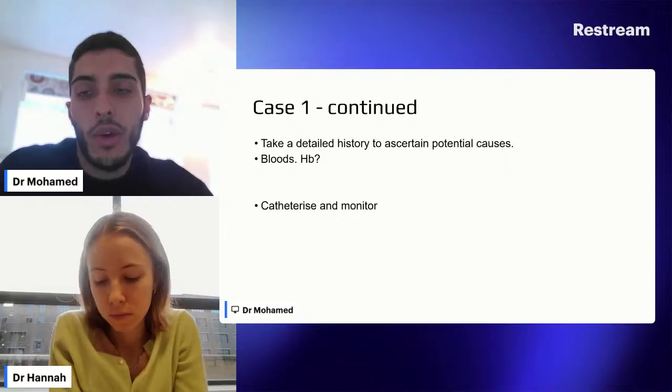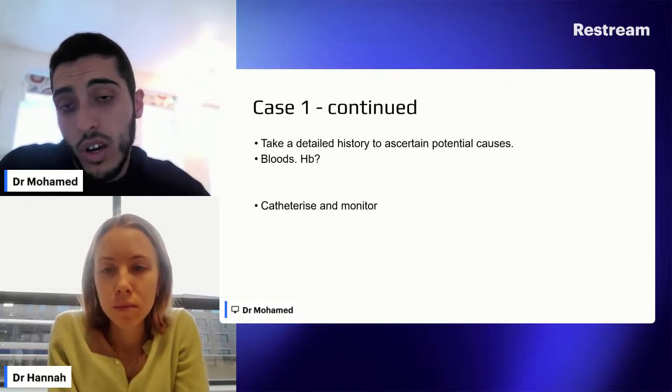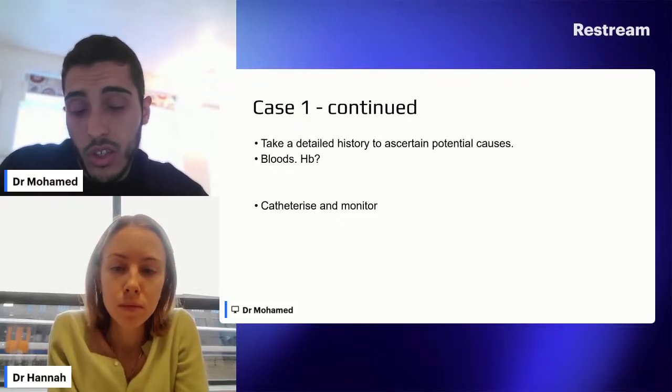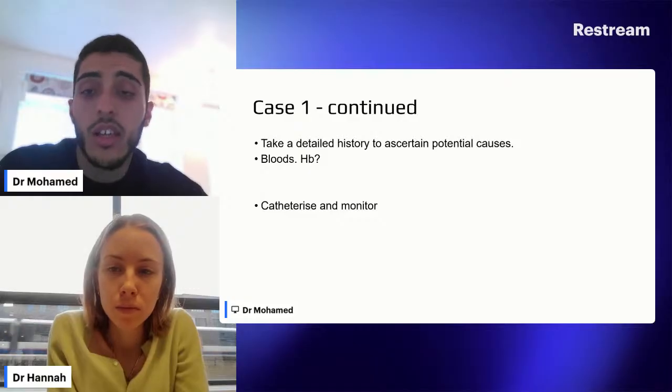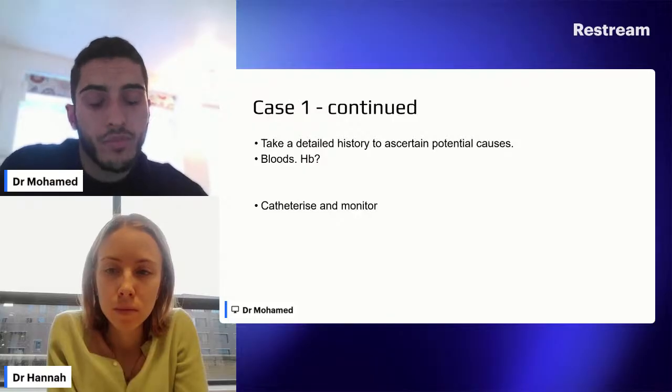Now, how are you going to manage this patient? Well, you want to catheterize them to have a look. If they're not passing urine readily, then you want to catheterize them anyway and monitor the urine that is being drained from the catheter. What color is it? Are there any clots? How bad is the hematuria?